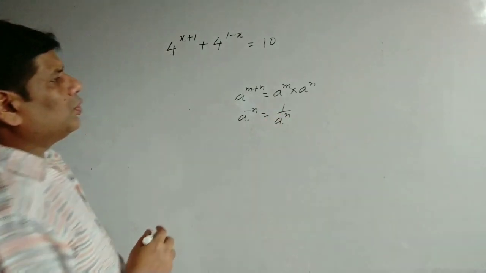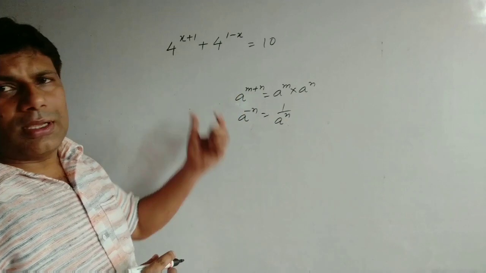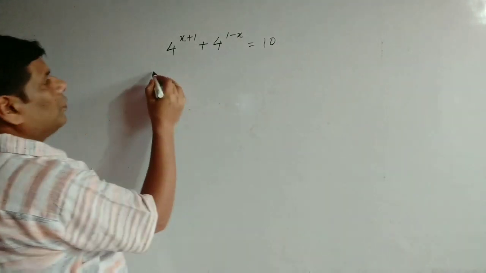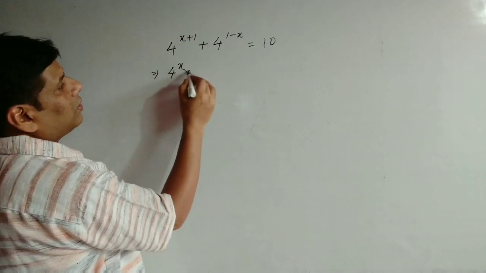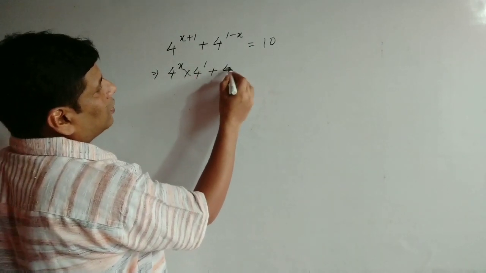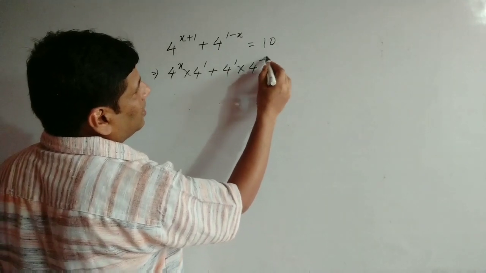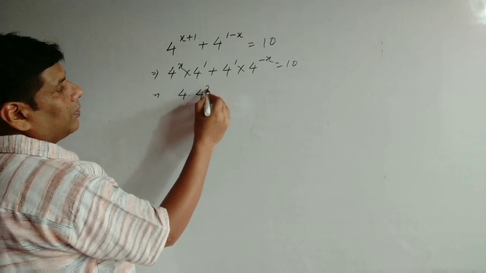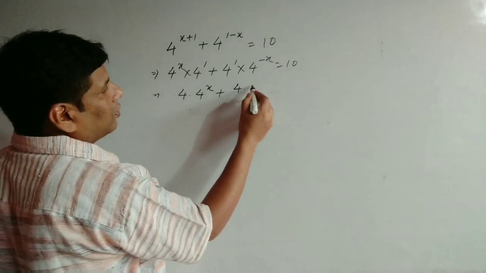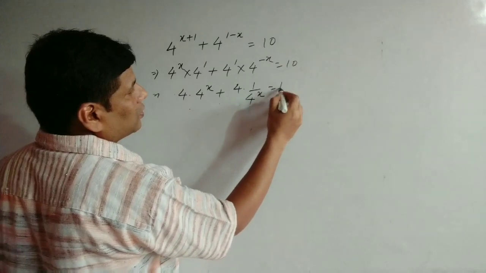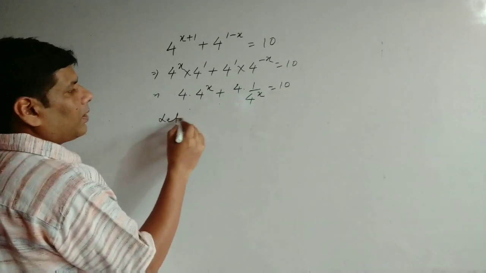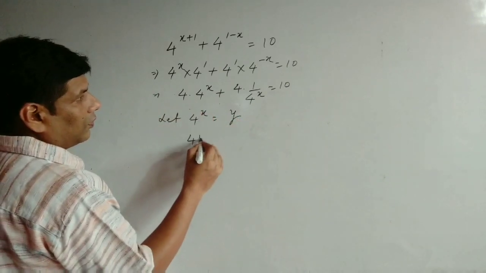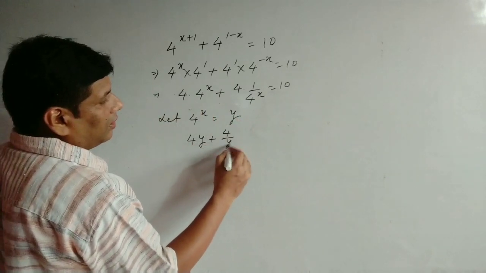The two laws of exponent will be applied in this question. So let us move to the question. We can write here 4 to the power x into 4 to the power 1 plus 4 to the power 1 into 4 to the power minus x equals to 10. We can write 4 into 4 to the power x plus 4 into 1 by 4 to the power x equals to 10. Let 4 to the power x is equals to y. We have 4y plus 4 by y equals to 10.